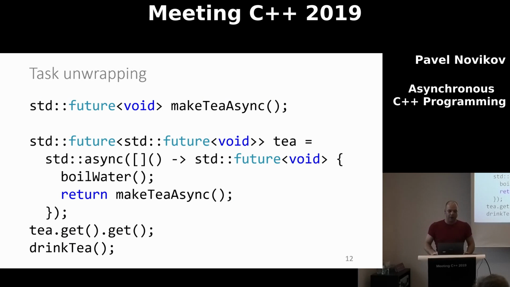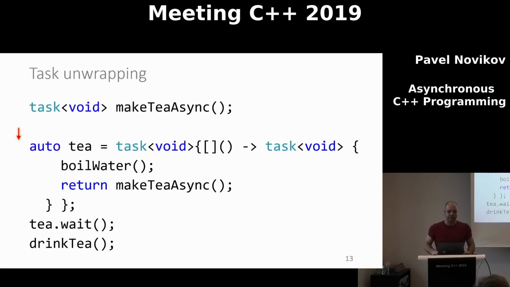Okay, task unwrapping. If we have a function that returns a future and we want to schedule its execution in another task, in another function that also executes asynchronously, we now have to return a future of some return type. In this example, it's void. So this is unnecessarily complicated, and we can do better. PPL implements so-called task unwrapping. You don't have to return task of task of task, whatever. You just return task, and it magically works.